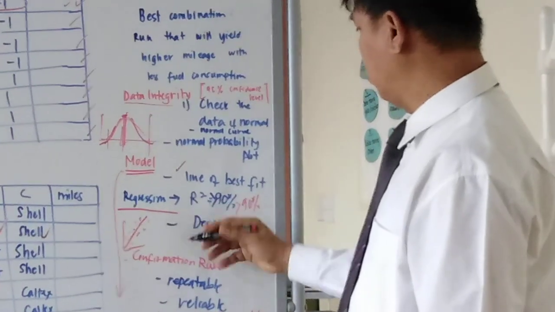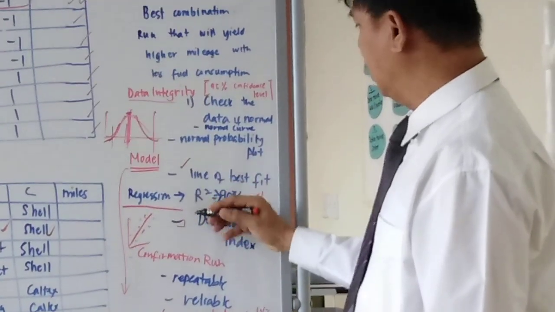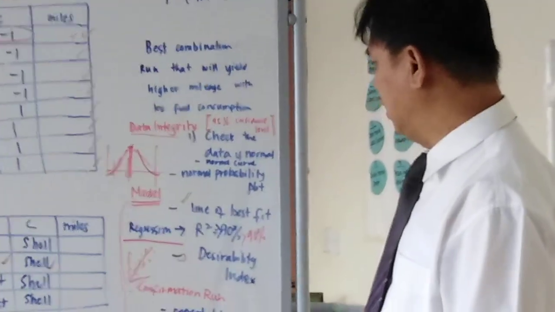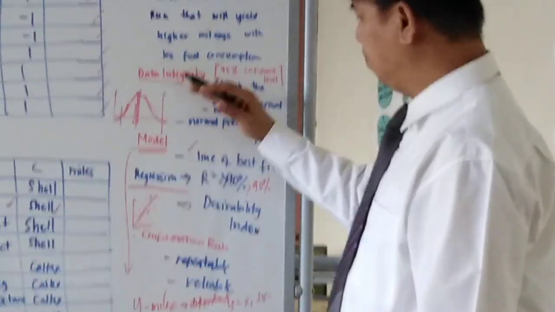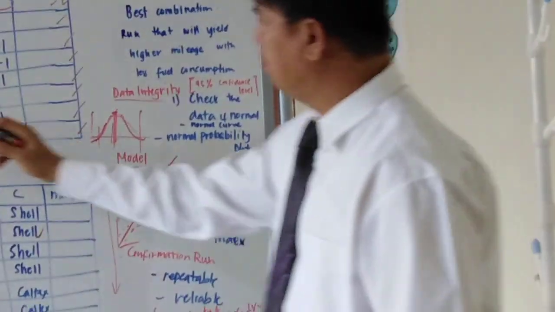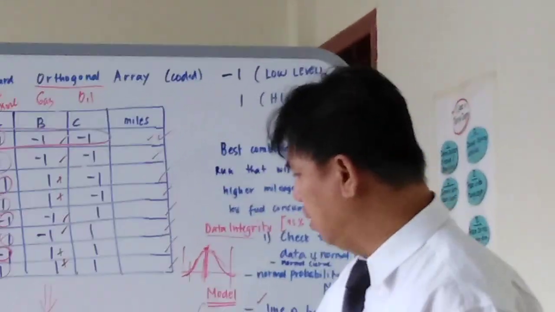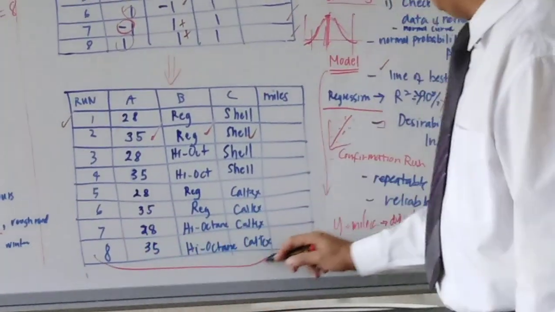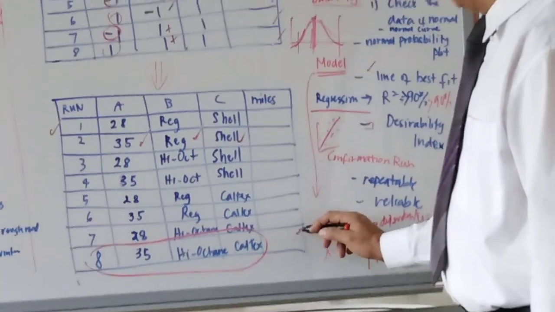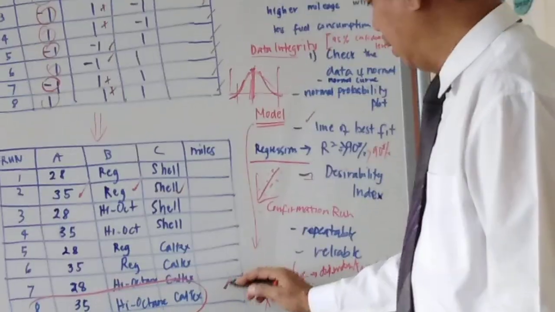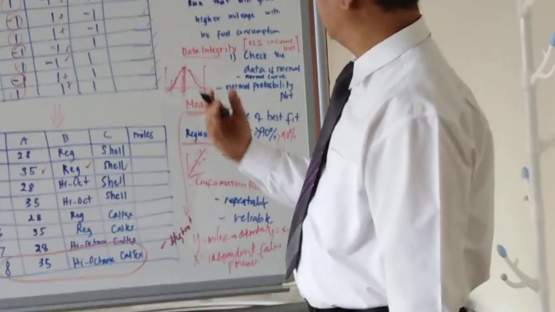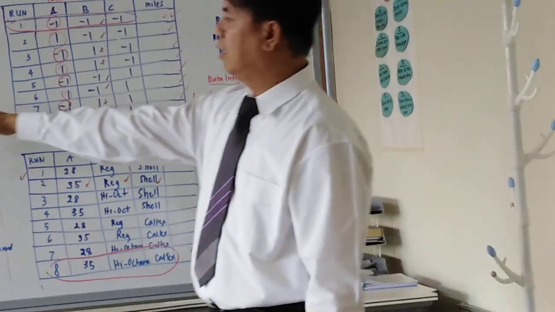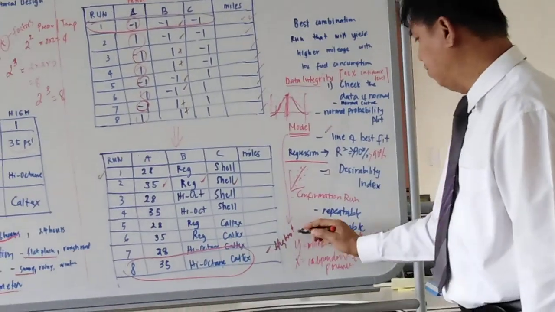So also the desirability index now. All these things should be high, and it should fall under normal probability. So here, after we get the best combination, for example, experiment number 8 is the best set of parameters that will produce the highest result. Our objective here, or the sweet spot, is the higher the better. For example, higher mileage or kilometers with this combination of factors.